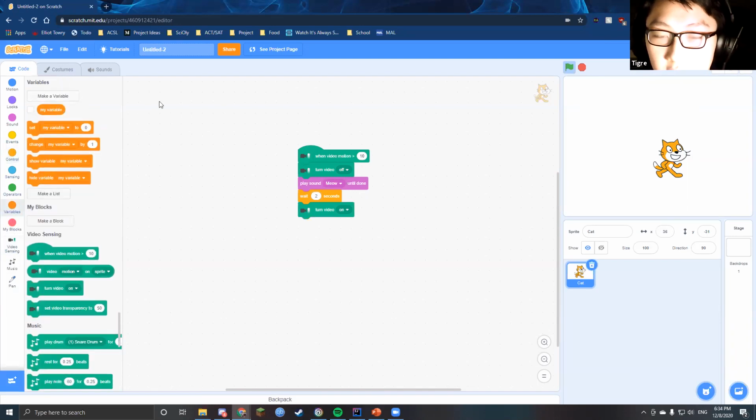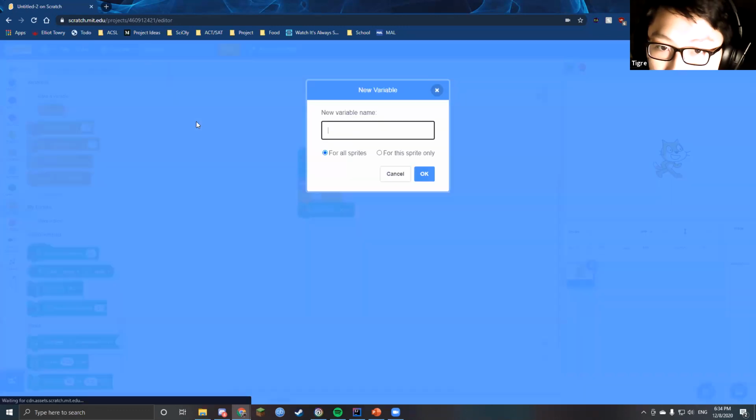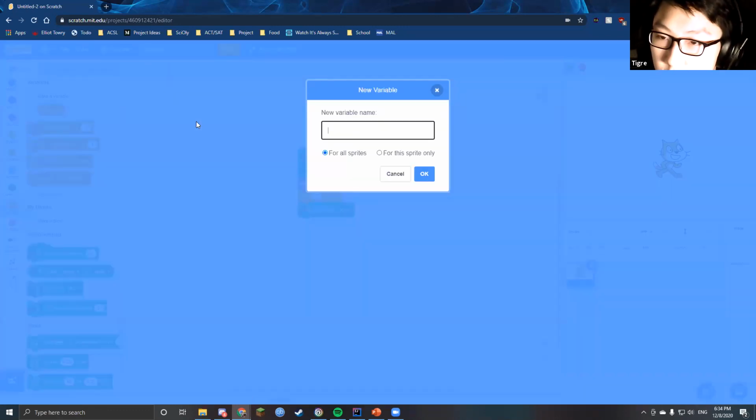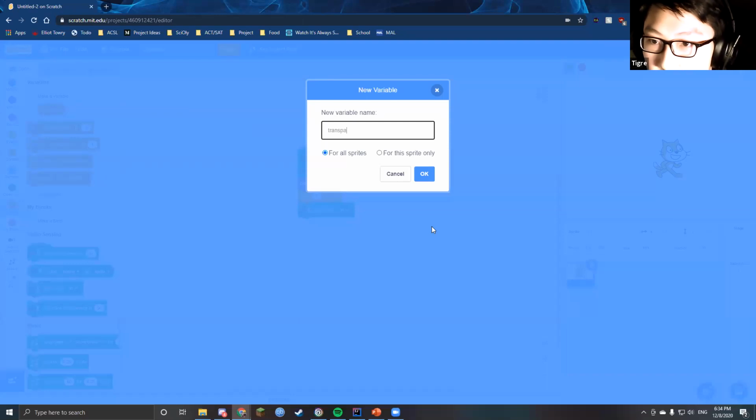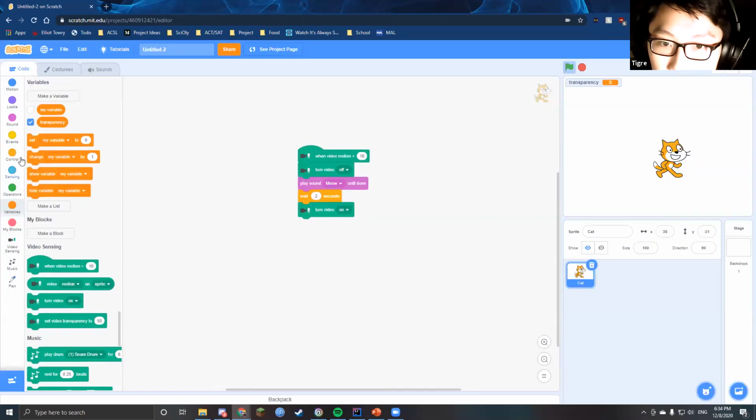And here we have a variable that we're going to use to control the transparency of the camera, which, as I said before, is how much you can see through the background into the camera. We're just going to go to the variables, the dark orange tab, and click make a variable and set it to transparency. We're going to manipulate that with these blocks, which is set variable transparency to 100, which means you start out completely not being able to see the camera at all.